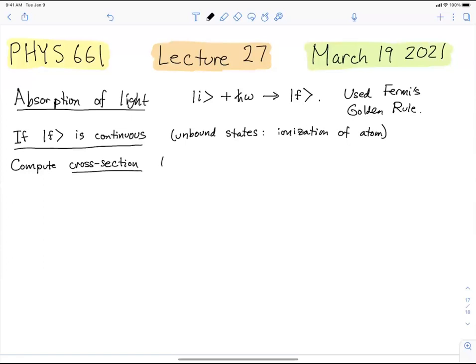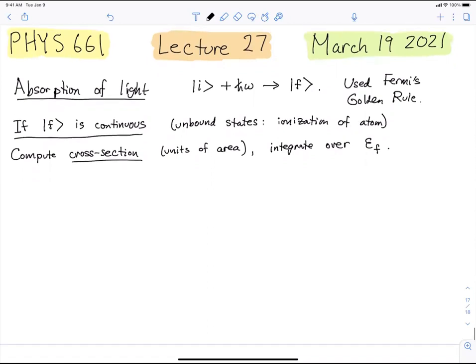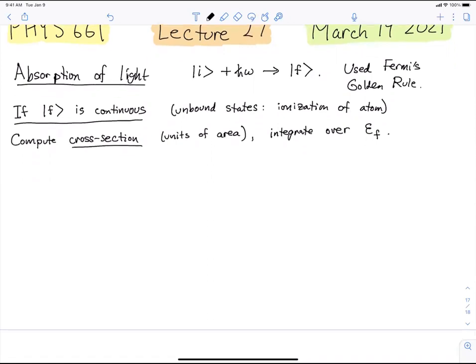Cross-sections should always have units of area. It's the effective area for something to occur. And we did that by integrating over the final state energy, which is a lot easier than it sounds, because in Fermi's golden rule, there was a delta function for the final state energy. And so it just amounted to replacing the final state energy with the value of the frequency. And so we got a formula that looked like this.